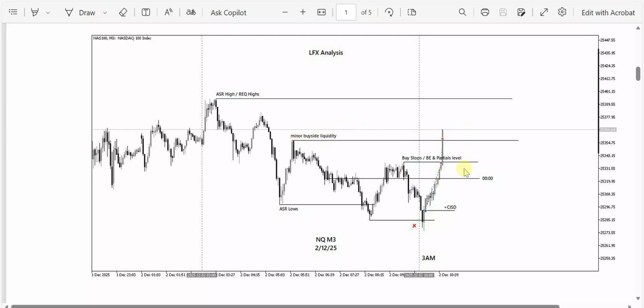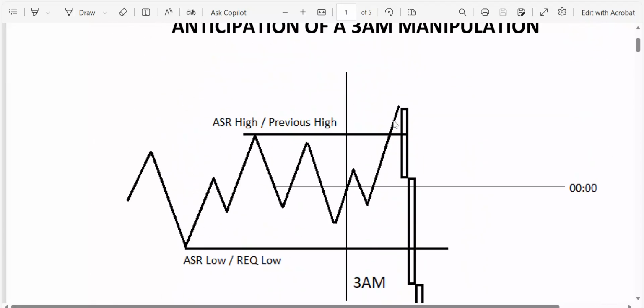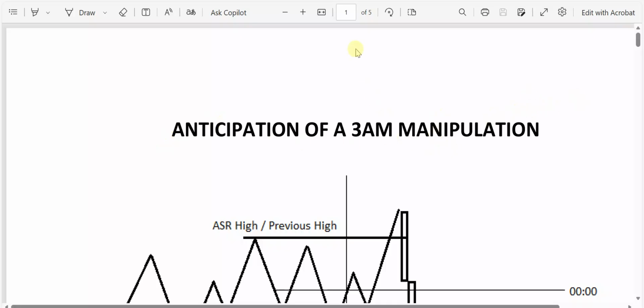Then I think we have a second example here. This trade was taken on the 2nd of December 2025. You can see 3 a.m., which is my London Open, my Asian session range high, and my Asian session range low. Price is approaching my London Open, and it hasn't had any significant manipulation. Right after my London Open, the manipulation happened here, and after the manipulation we had a reversal, and I was able to position myself for long positions, and you can see how it played out there. So this is just a summary of how to anticipate a manipulation.